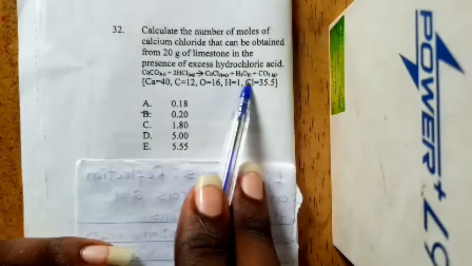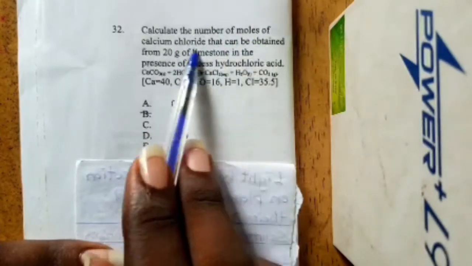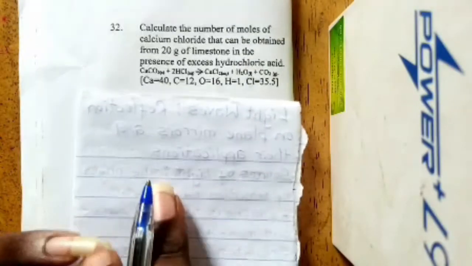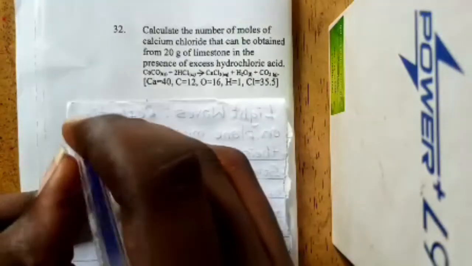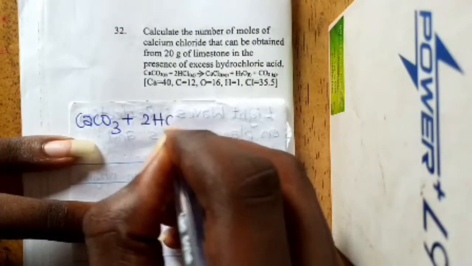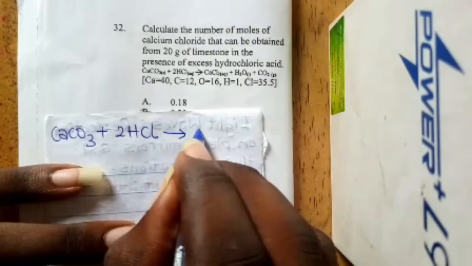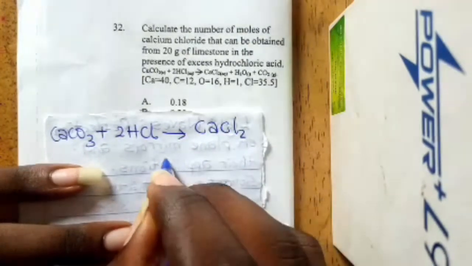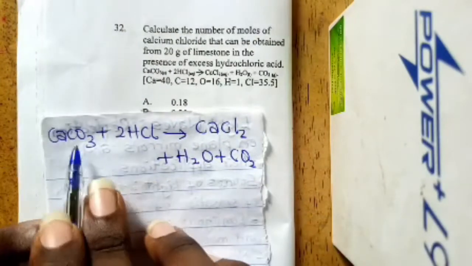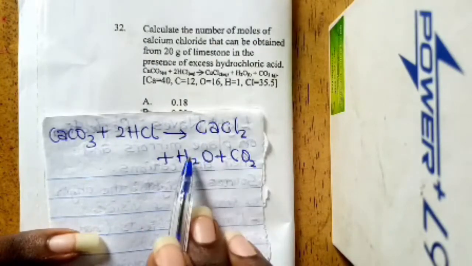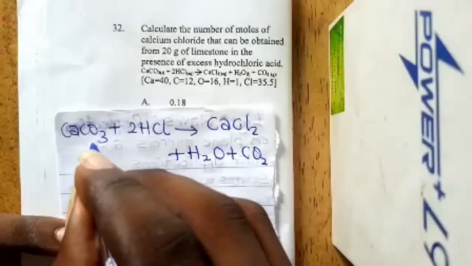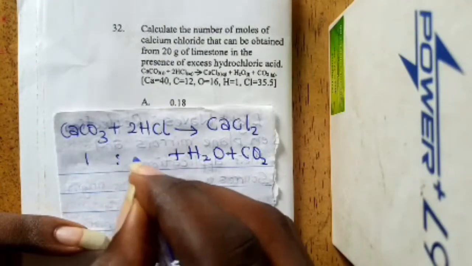And these are the reactants, these are the products. Now you have to find the number of moles of calcium chloride that can be obtained from 20 grams of limestone. So this is our chemical reaction. It gave us CaCl2 plus H2O plus CO2. This is solid, aqueous, liquid, and a gas. So these two are our reactants. Now our mole ratio is what? 1:3. No, sorry, 1:2.